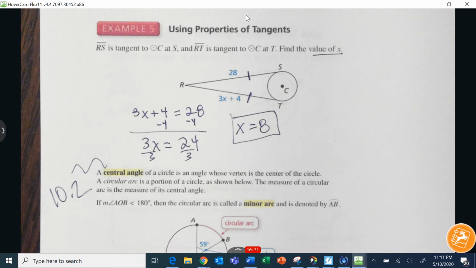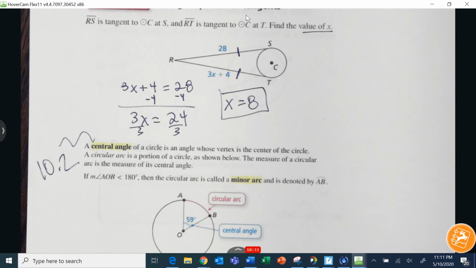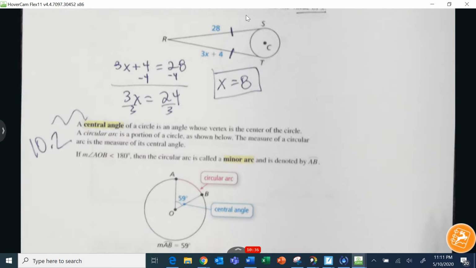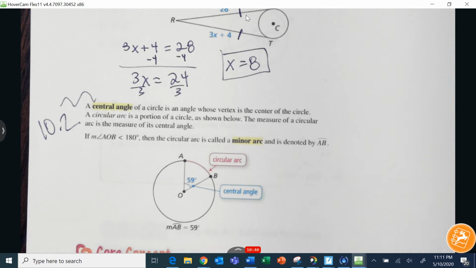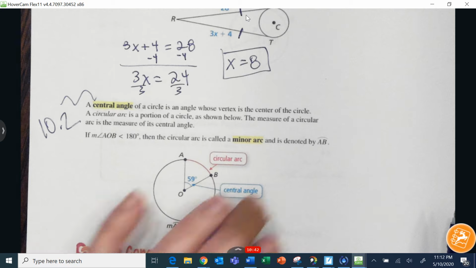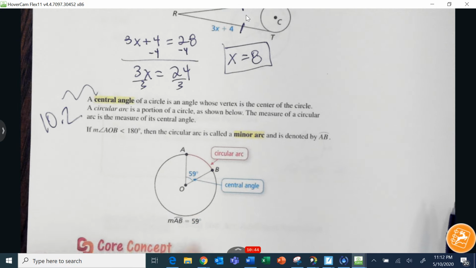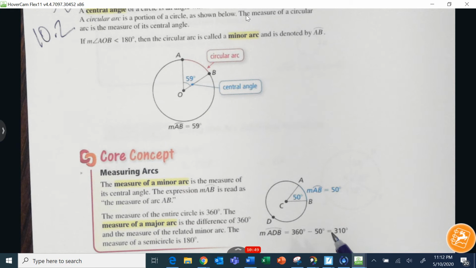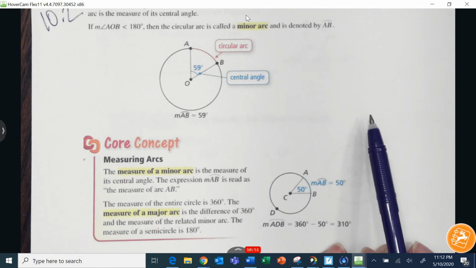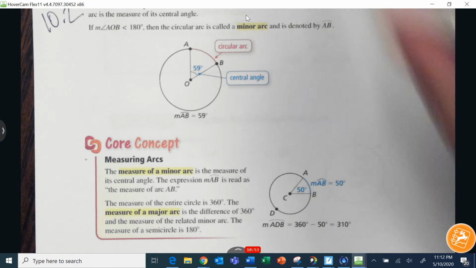So when you go to do your assignments, questions in 10.1 will go through this kind. Questions in 10.2 are going to start with angles. So you had to look up and find out what a central angle is, what a minor arc is, what a major arc is. Here's a picture. I've got some core concepts written down in the notes too if you need to go back to your notes and look at that rather than looking at the vocabulary.